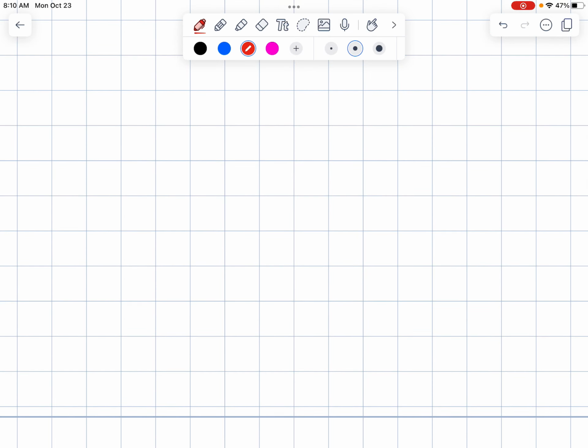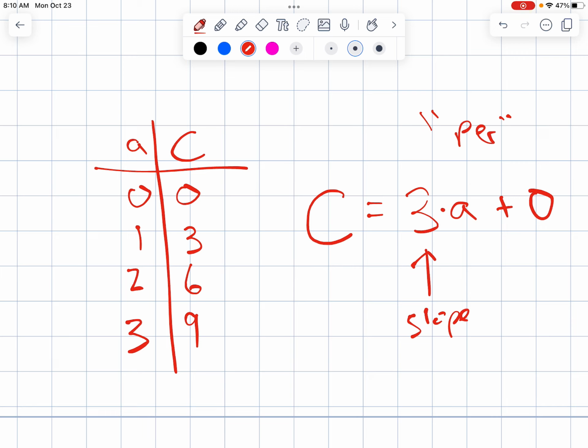Cool. So you should get y, or actually not y, the cost is 3 times a. It's $3 per avocado. So the word per means this is our slope. And we could do a plus 0 because the cost you start with is $0. But the simplest way is just c equals 3a.